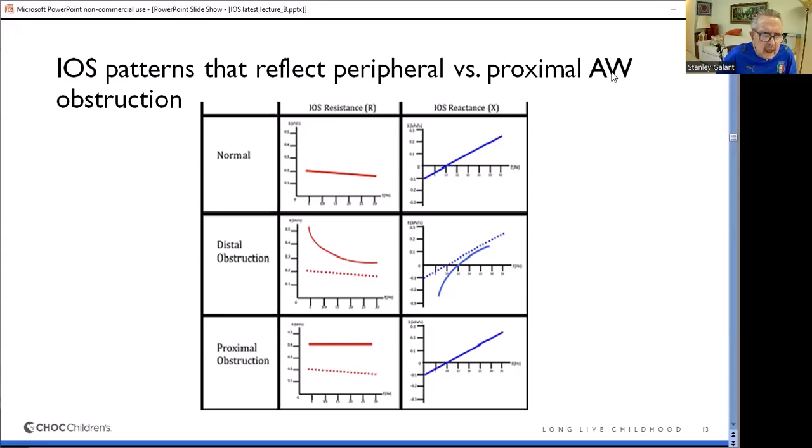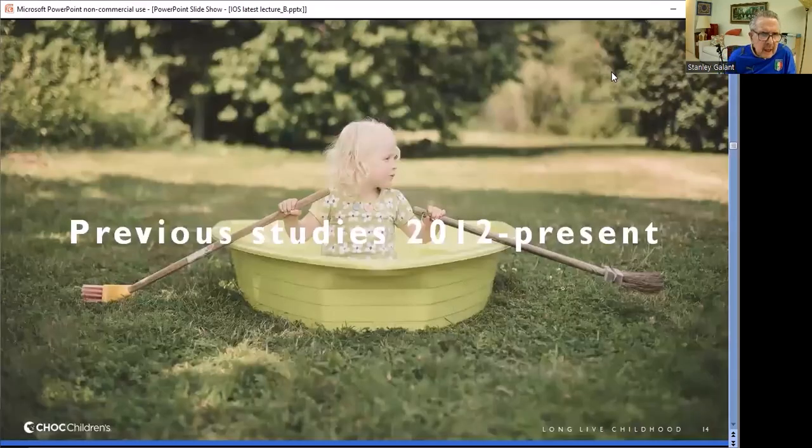in blue. If it's just proximal obstruction, we see a straight line, that is, resistance is the same at all frequency. There's no frequency dependence. In fact, it's called frequency independence. And we see no change in elasticity or reactance.